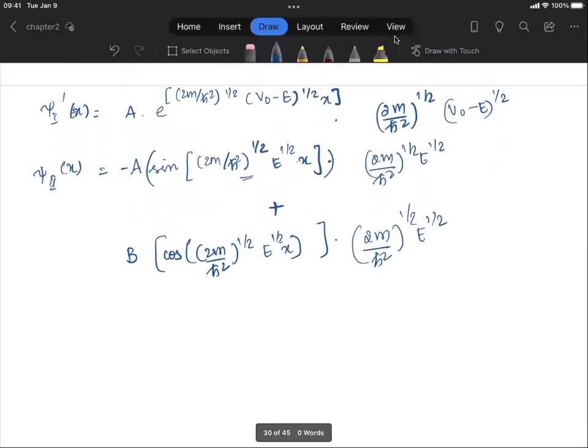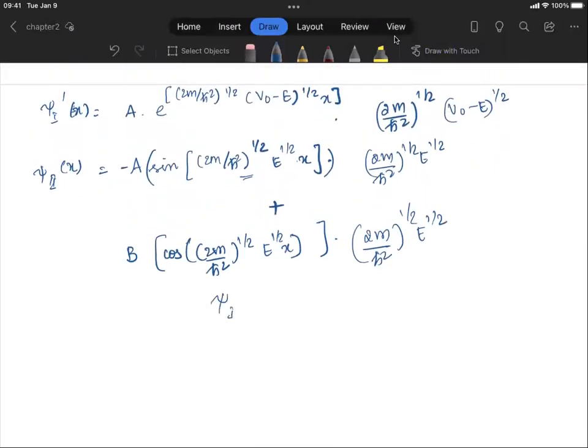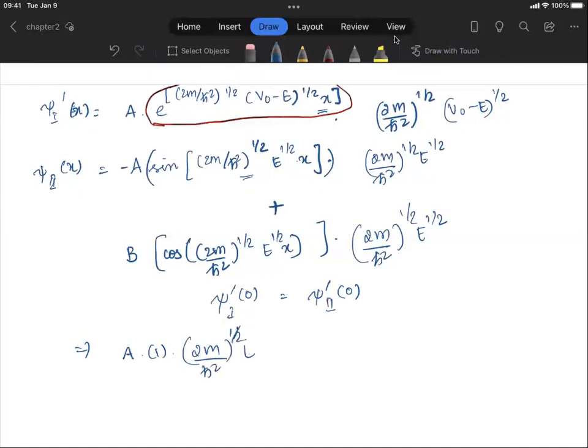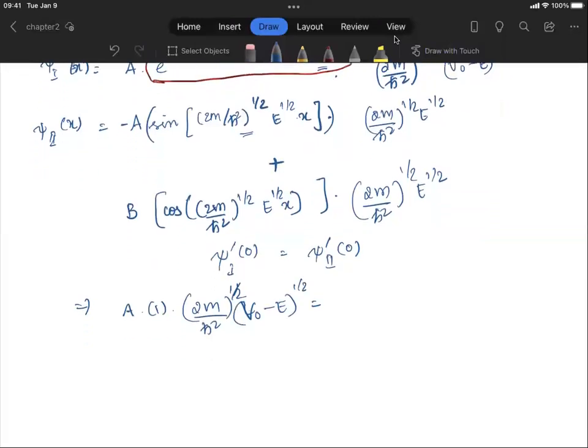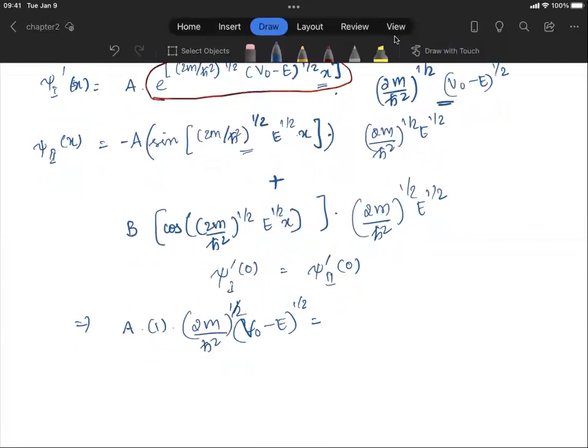So these are the two derivatives, and we have to equate them. They're both equal when x is equal to 0, right? So that would give us A times, when x is 0, this term here will become 1 because it's e to the power 0, and that's going to be 1, times this value, which remains the way it is.